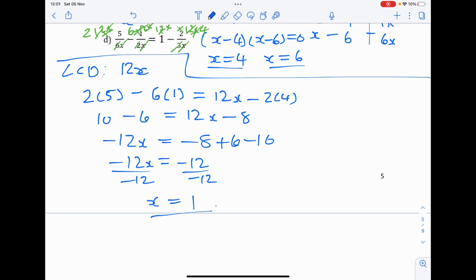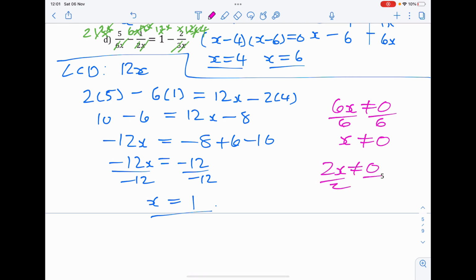Our restrictions would be the same for all of these because we're going to divide. I'll show you that. 6x cannot equal 0. Divide both sides by 6, so x is not equal to 0. The same thing would happen with all the others, so it's basically the same restriction and you only have to show this once. So x cannot be 0. Our answer is not 0, so therefore it's still valid.